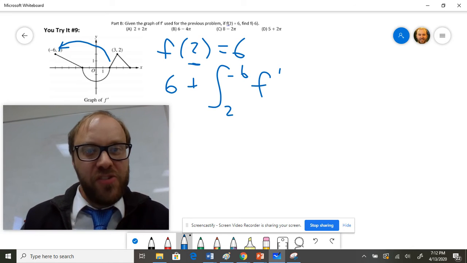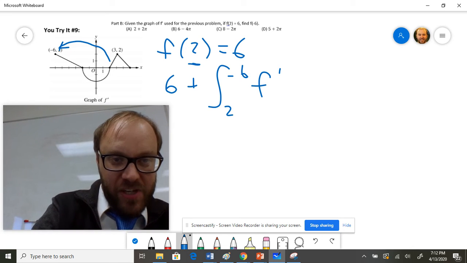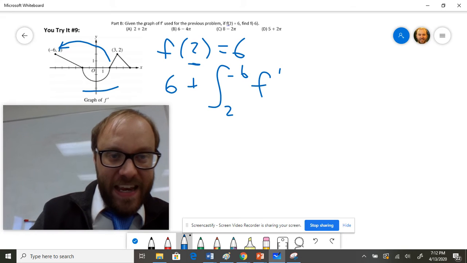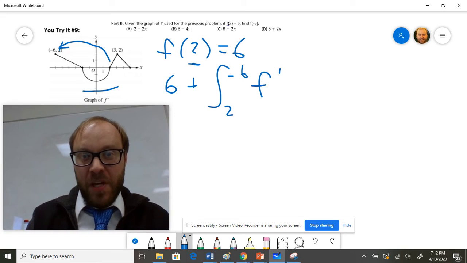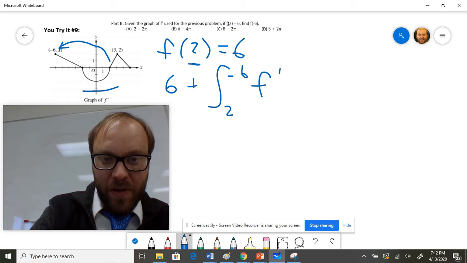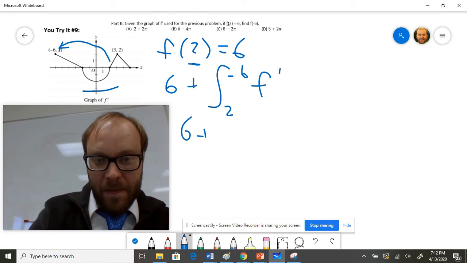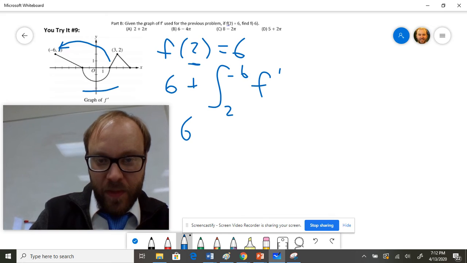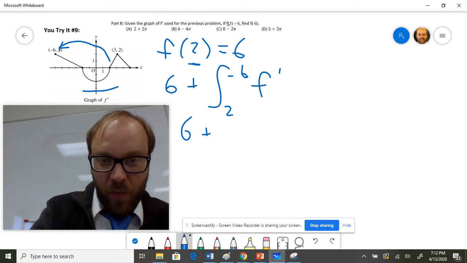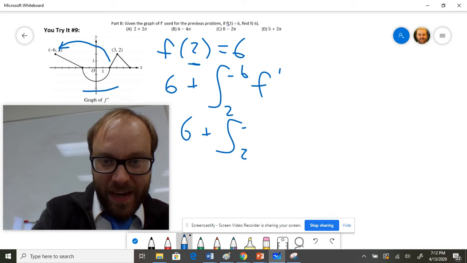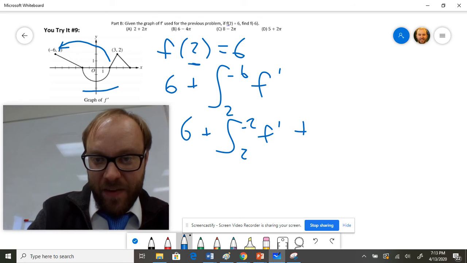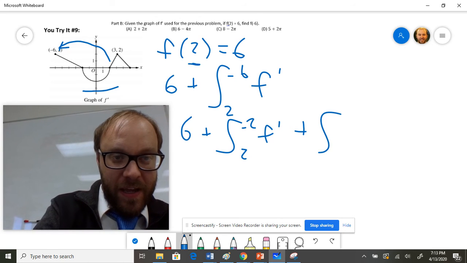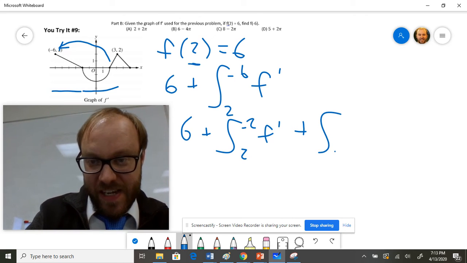Okay, now I'm also noticing that there's some really basic shapes here. Between 2 and negative 2, we've got a half circle. So I'm thinking, why don't we break this integral up? We've got our initial value. We've got an integral going from 2 back to negative 2 of the derivative. And then we've got an integral going from negative 2 back to negative 6.